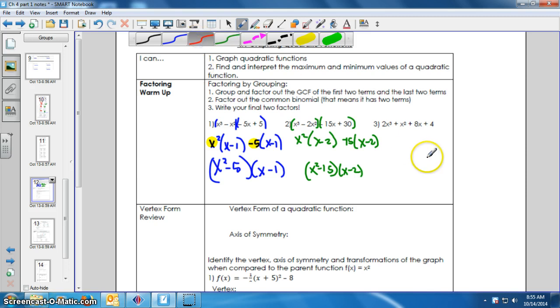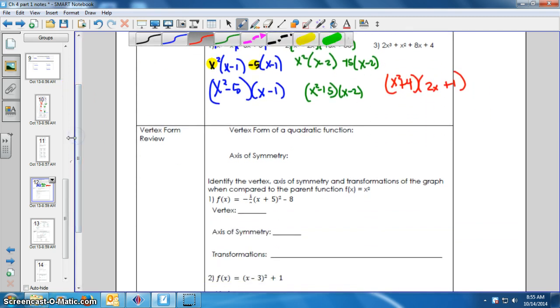So you're done. And then on the next one, you should have gotten x squared plus 4, and you should have gotten 2x plus 1. And we cannot simplify this first thing because it's not a minus sign in there, so it is done. All right, let's get to our lesson now.